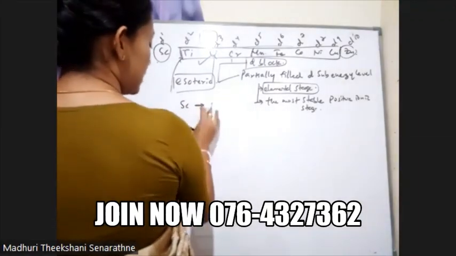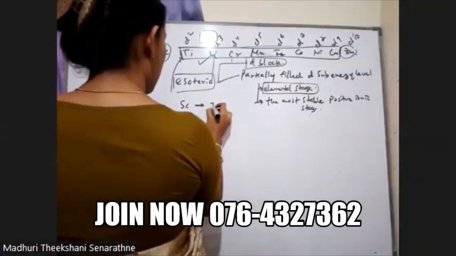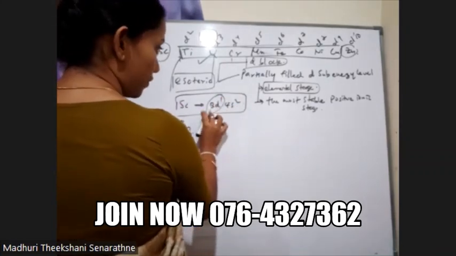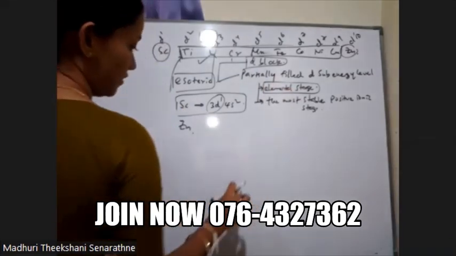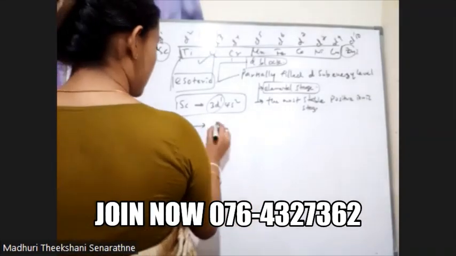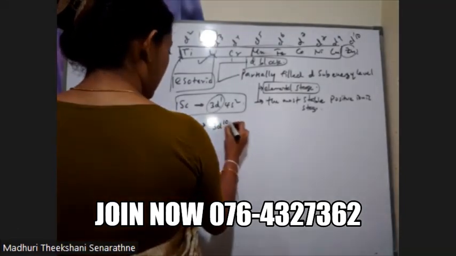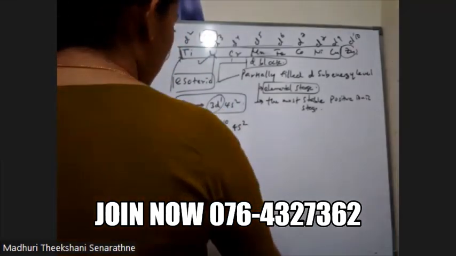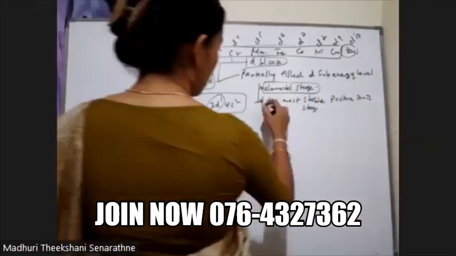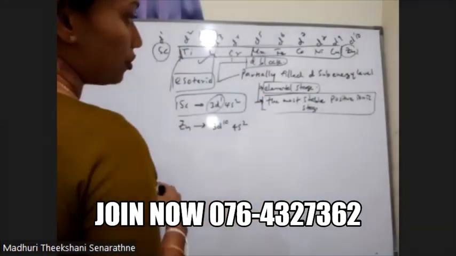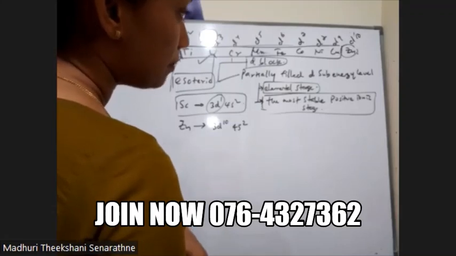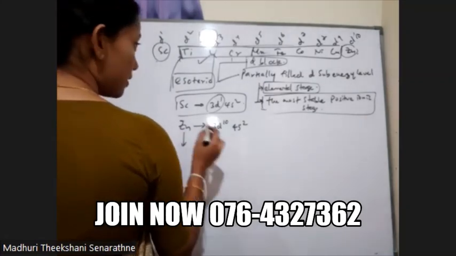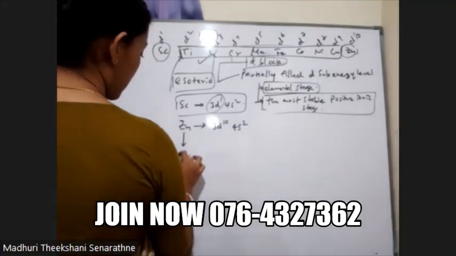Scandium in the elemental stage, its electronic configuration is 3d1 4s2. Therefore, it has partially filled D sub-energy levels in the elemental stage. But zinc, you can see it is 3d10 4s2. We have to move on to the next condition. The most stable positive ionic state should have partially filled D sub-energy levels. The most stable ionic species is zinc 2+.